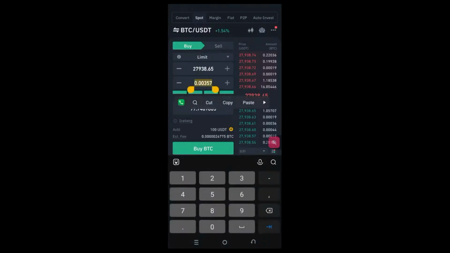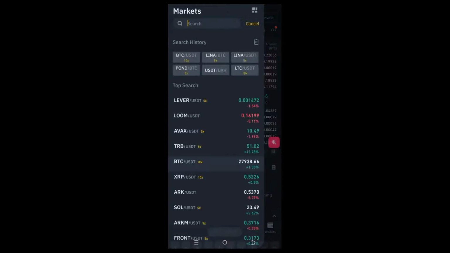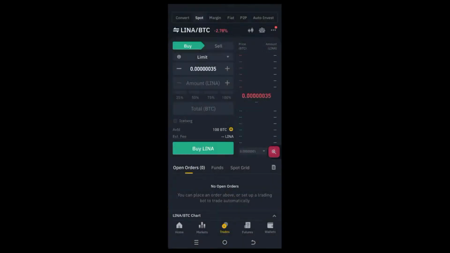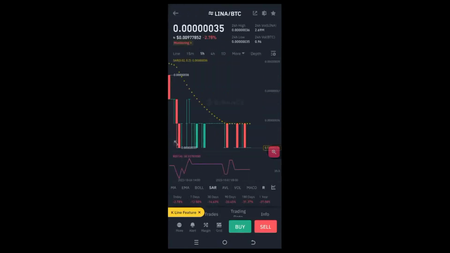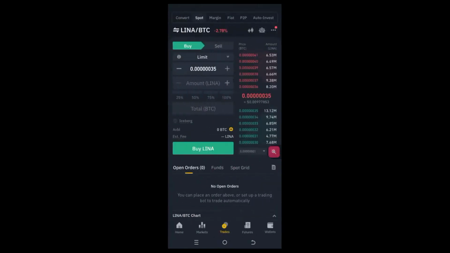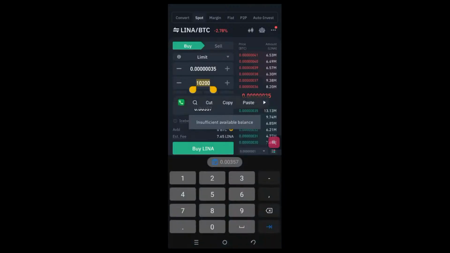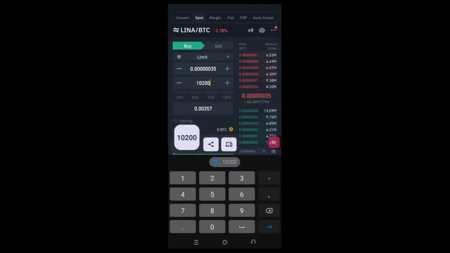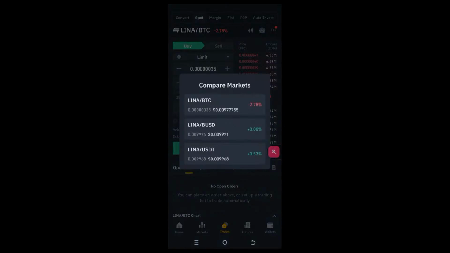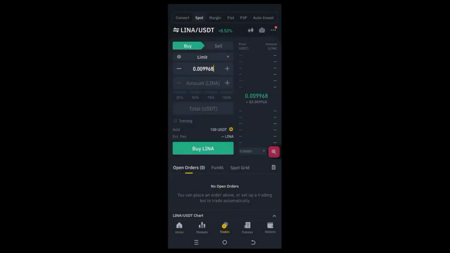Then let's go copy it and then go to Lena BTC. All right, here it is. I hope this is going to work for us because that's going to make all the sense. Okay, so let's put that in here quickly and buy. Make it snappy. That's 10,200. Let's copy that and quickly go and see how much this will give us in Lena USDT. I hope this is going to work, right?